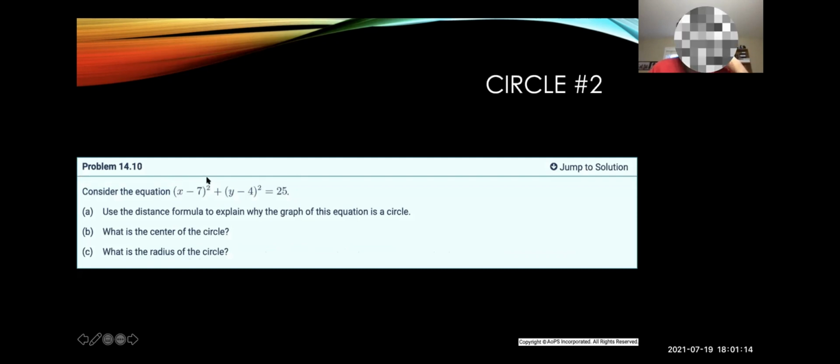Here we're going to move on. So you see this equation. Use the distance formula and explain why this equation would be a circle. Then figure out what the center of the circle is and then what the radius is. This is a pretty quick problem. I'll give you guys only 4 minutes on this.